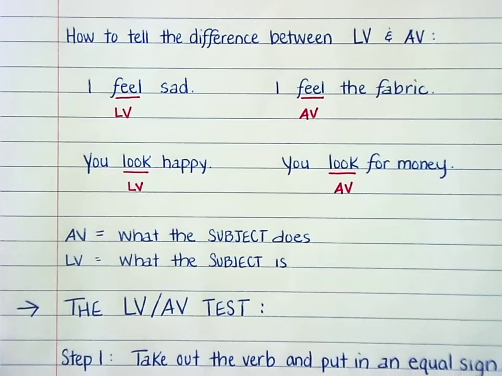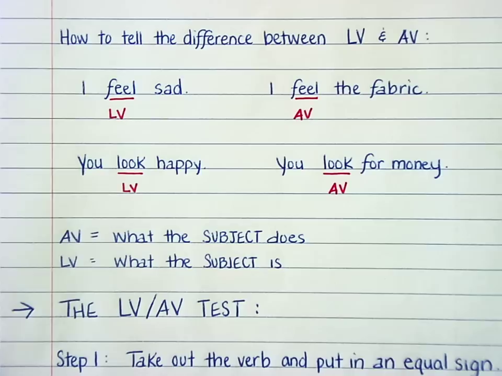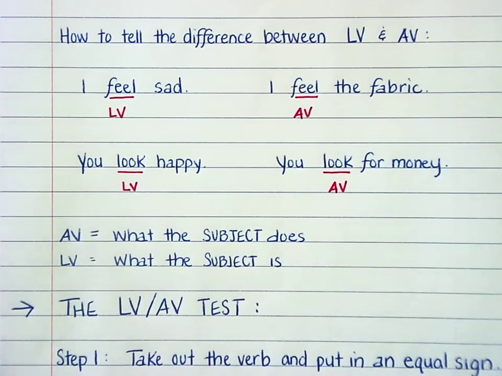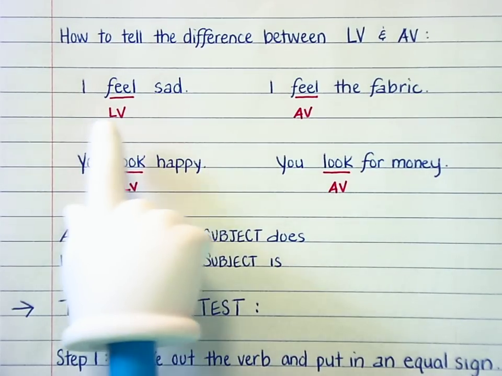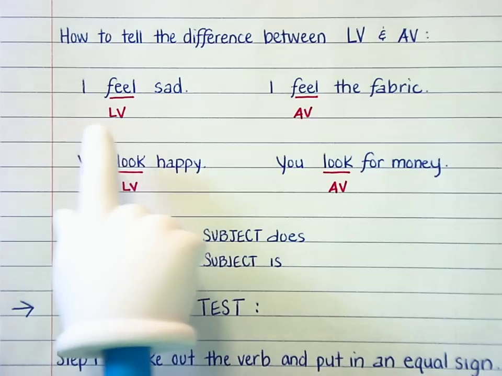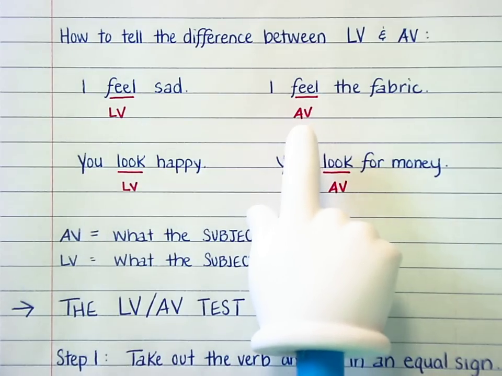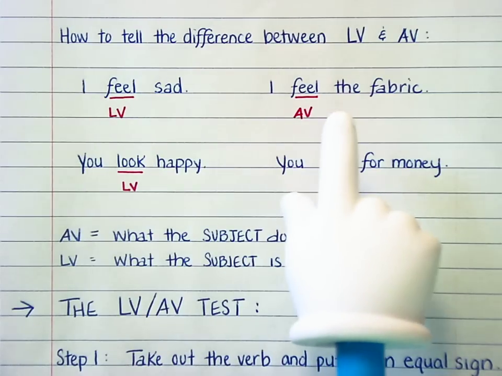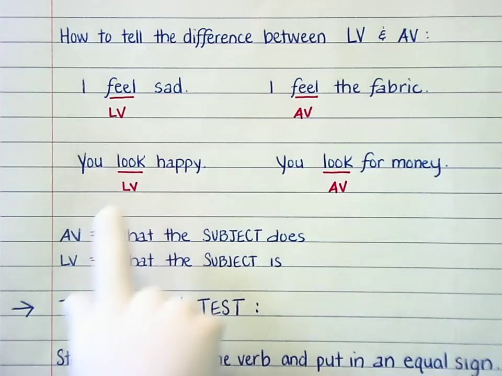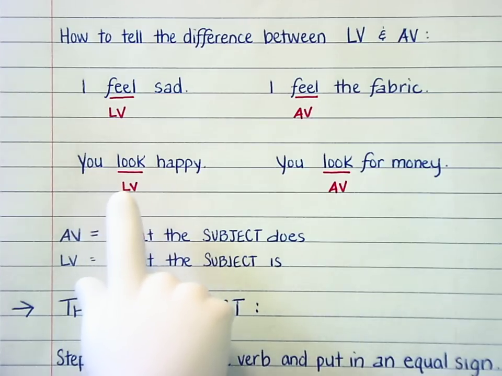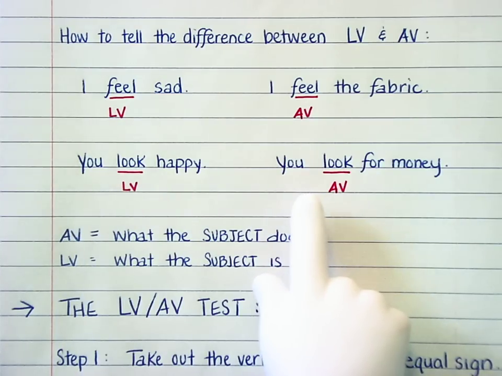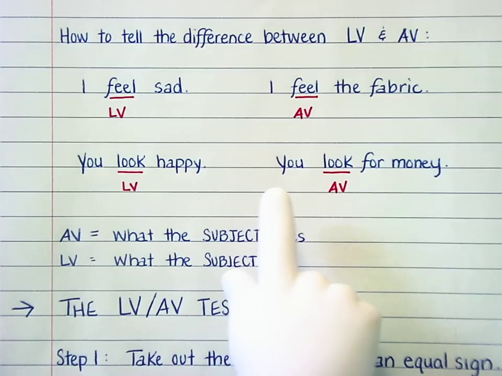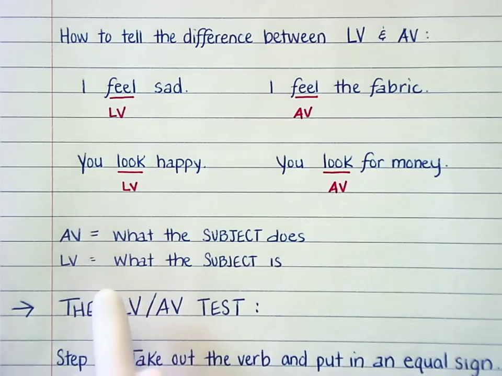In order to tell the difference between linking verbs and action verbs, you first have to identify the word in question. Here are two examples. Using the word feel, I feel sad, and here in the sentence, I feel the fabric, you have one example of a linking verb and another example of an action verb. In this sentence, you look happy. Look is acting like a linking verb. In this sentence, however, you look for money. It's acting like an action verb. Remember, action verbs are what the subject does. Linking verbs are what the subject is.